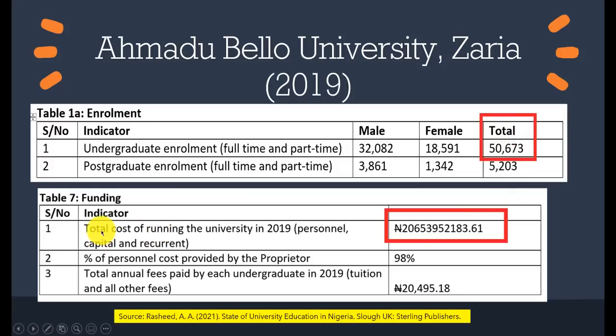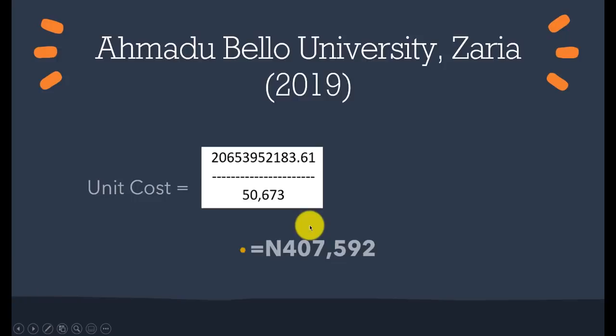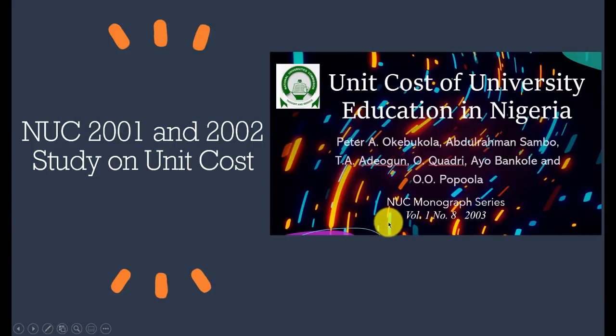Let's take the funding, total cost of running the university in 2019. Personnel, you can see, capital, recurrent, and it's this. So how do we compute, as a practical example, the unit cost for Ahmadu Bello University? Simple. This over this: the total cost expenses over the number of students. That gives us 407,592 naira.